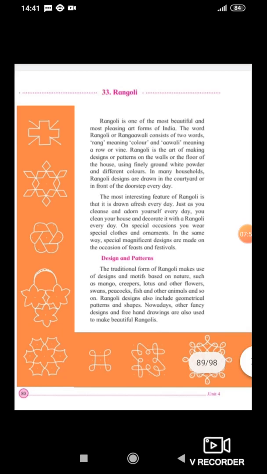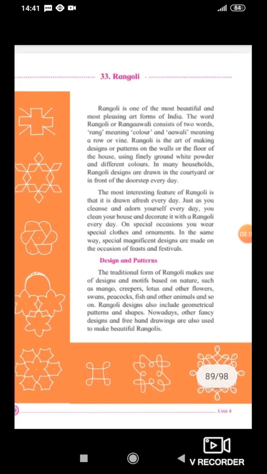Now, designs and patterns. The traditional form of Rangoli makes use of designs and motifs based on nature, such as mango, creepers, lotus, and other flowers, swans, peacocks, fish, and other animals, and so on. Rangoli designs also include geometrical patterns and shapes. Nowadays, other fancy designs and freehand drawings are also used to make beautiful rangoli.